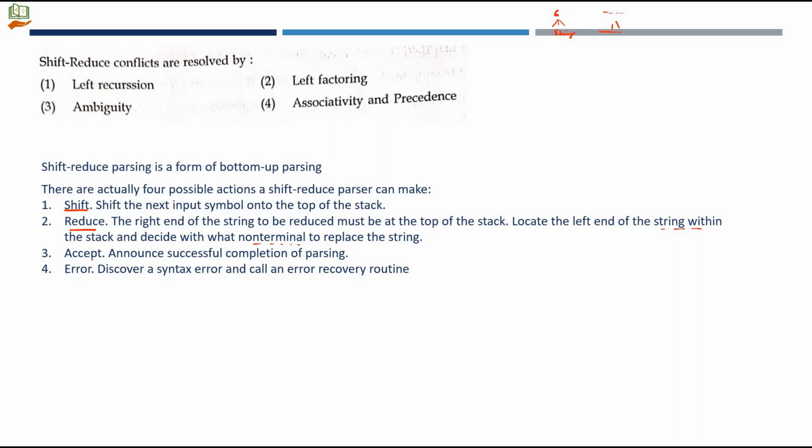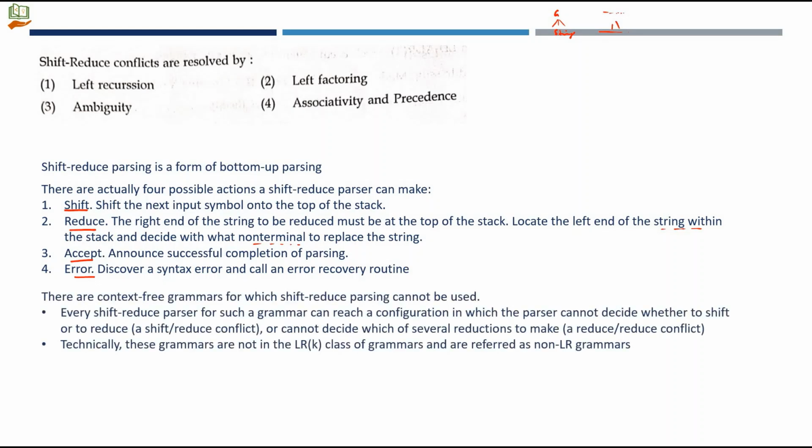The next action is accept. Announce successful completion of parsing. And error: discover a syntax error and call an error recovery routine. Now where does the conflict arise? There are context-free grammars for which shift-reduce parsing cannot be used. Every shift-reduce parser for such a grammar can reach a configuration in which the parser cannot decide whether to shift or to reduce. It doesn't know whether it has to shift the symbol to the stack or to reduce it to a non-terminal. That case is shift-reduce conflict.